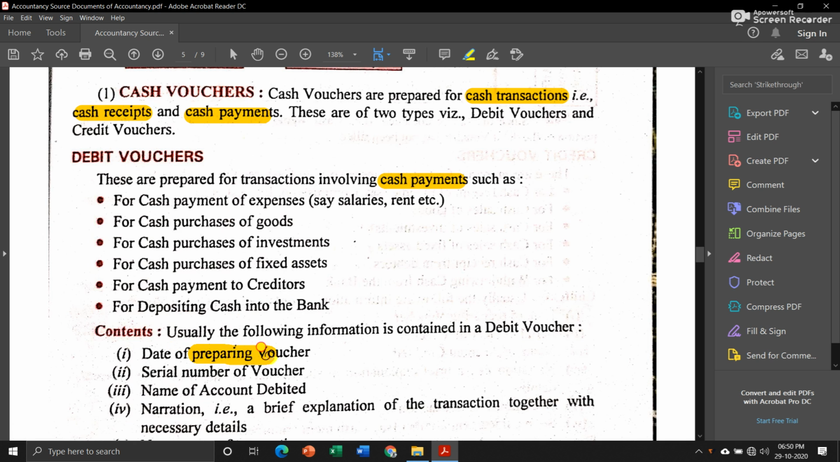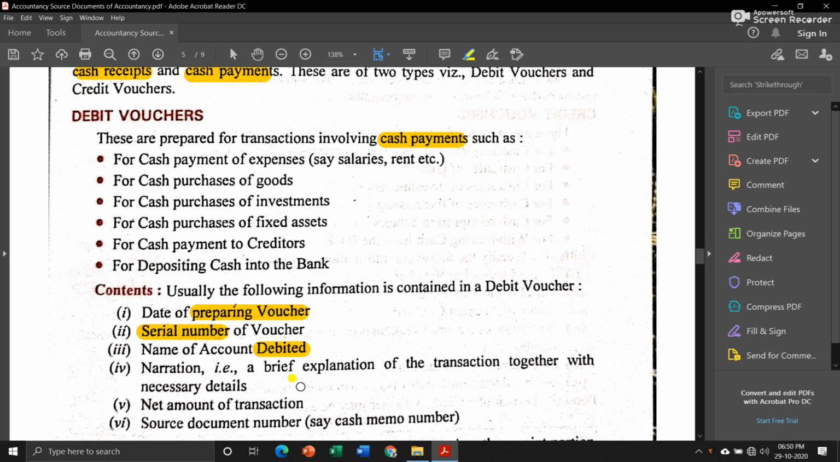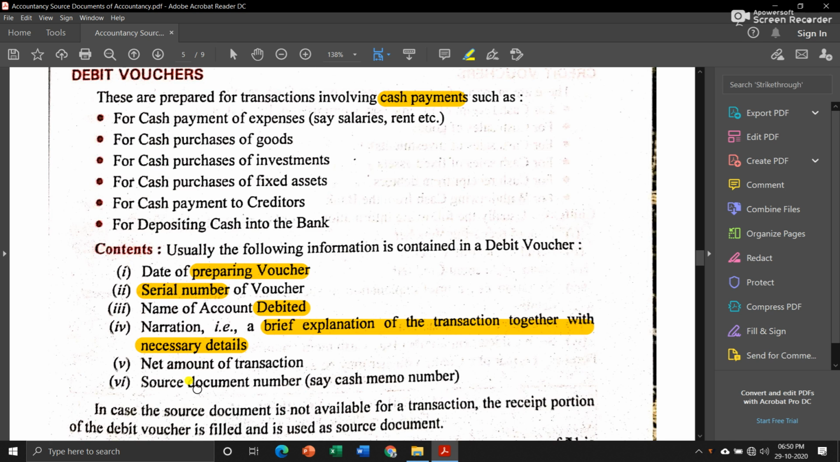Date of preparing the voucher will be mentioned, then serial number is a must, then the name of the account debited, which account will be debited will be mentioned, then narration, that means you have to briefly explain what kind of transaction it was, and especially the necessary details. Then the net amount of the transaction, how much amount of money was paid.